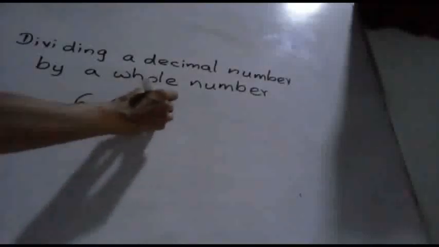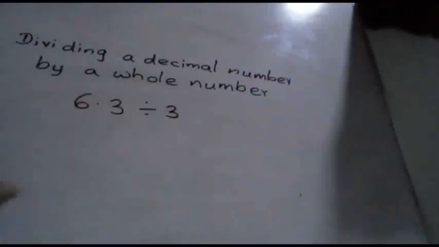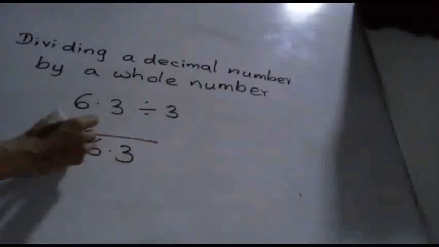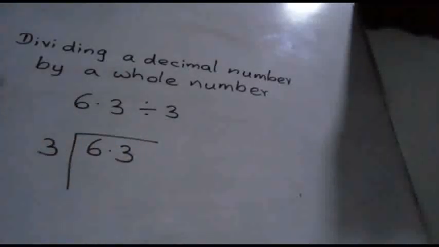6.3 is divided by 3. When the number is divided by a whole number, place the decimal point here.